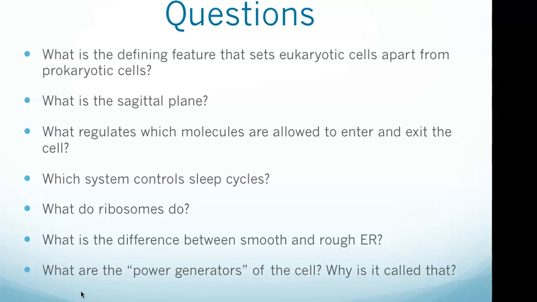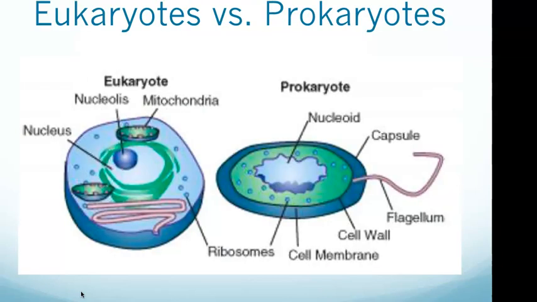What regulates which molecules are allowed to enter and exit the cell? That's a two-word answer. Which system controls sleep cycles? Ribosomes, what do they do? Smooth and rough endoplasmic reticulum, just ER. What do they do? And what are known as the power generators of the cell? Why is it called that? Okay, so those are some questions to keep in mind. And as we hit a point where we go over one of the questions, we'll kind of circle back here to make sure we're really trying to lock in those points. All right, let's get going.